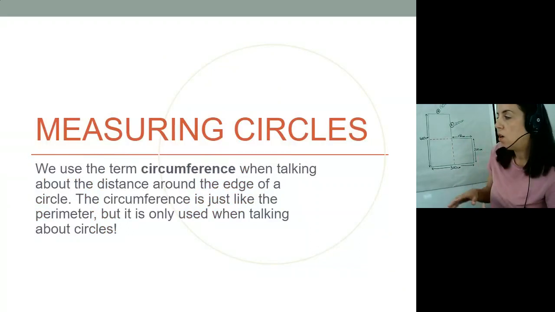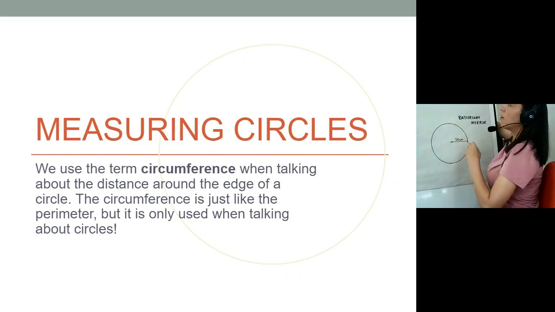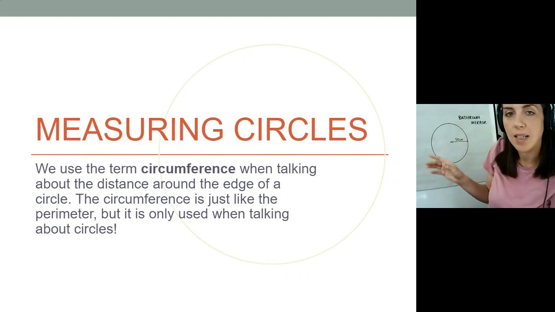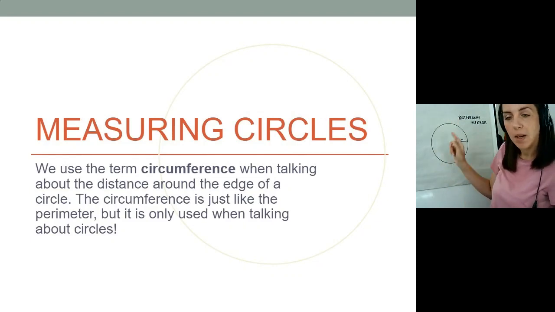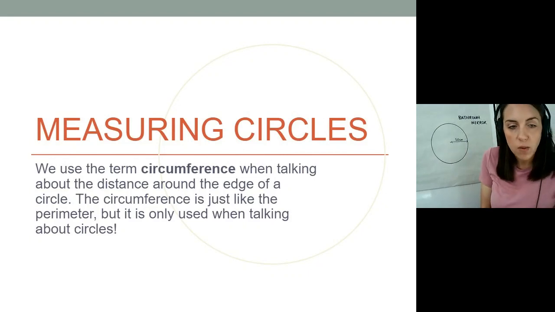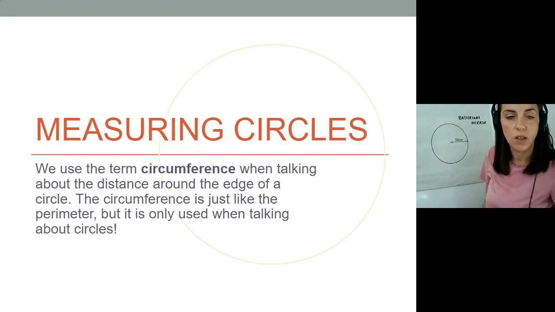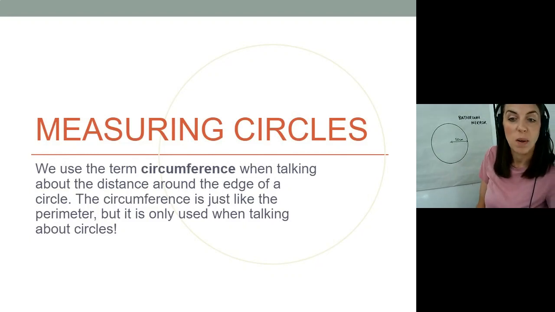Now, we're going to move on to circles. So measuring circles. I've moved on to circles because we're still looking at technically the perimeter, so the distance all the way around the shape. But with circles, we actually call it the circumference. So we use the term circumference when talking about the distance around the edge of a circle. The circumference is just like the perimeter, but it's only used when talking about circles.